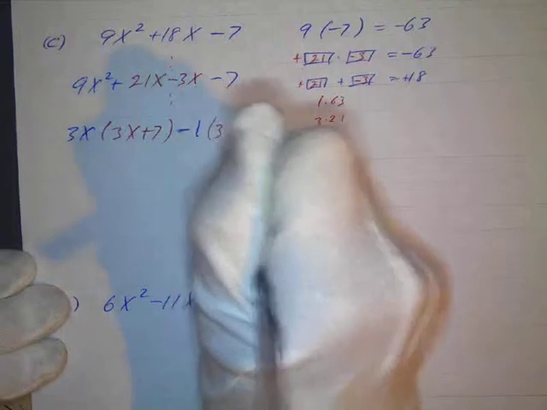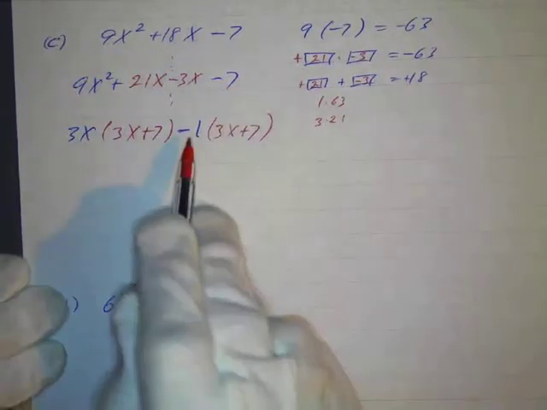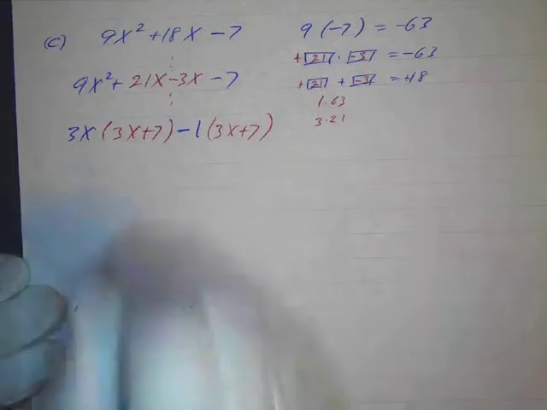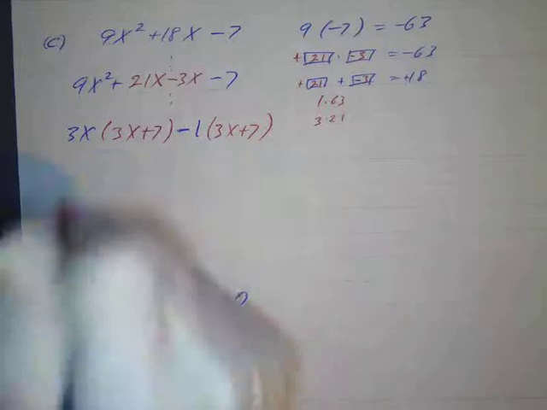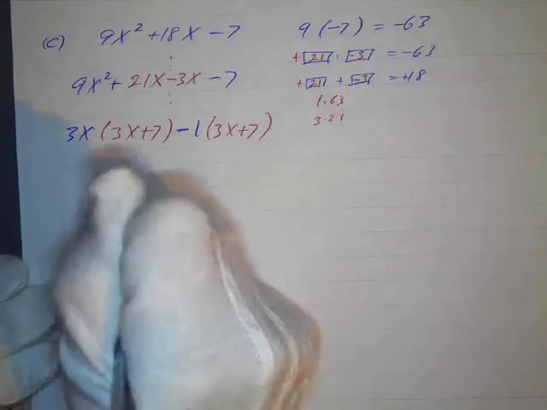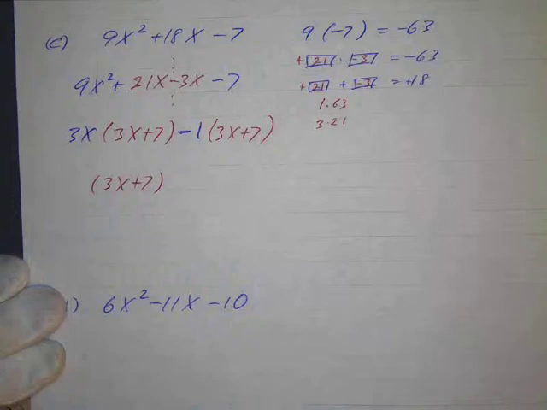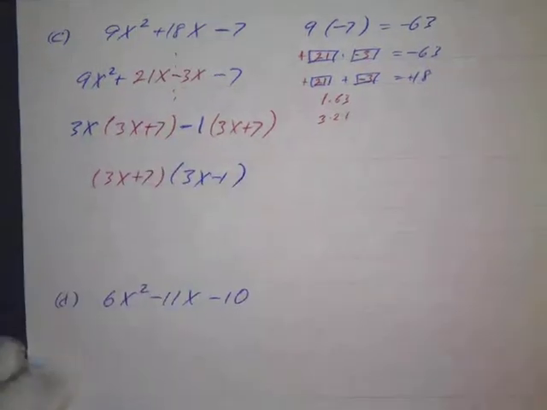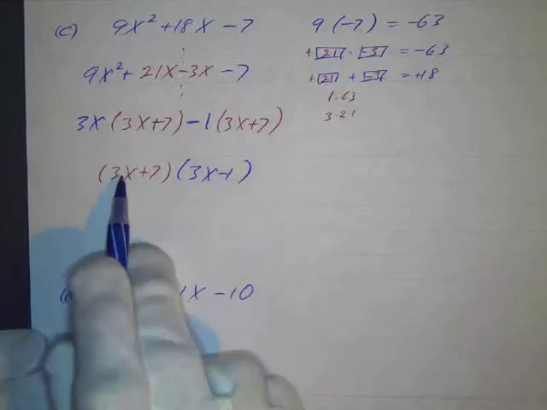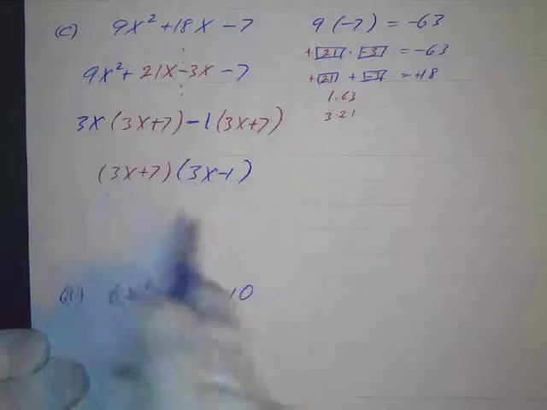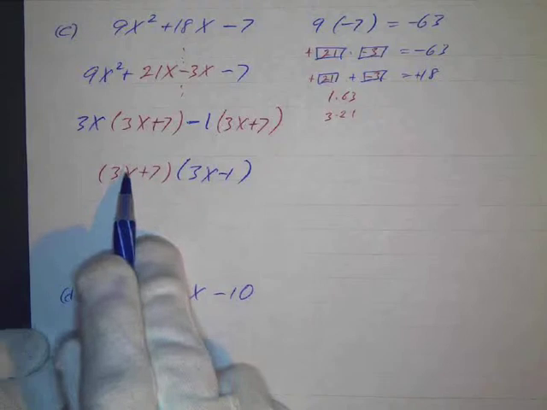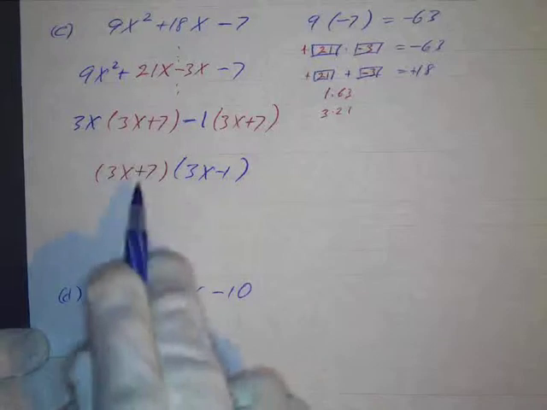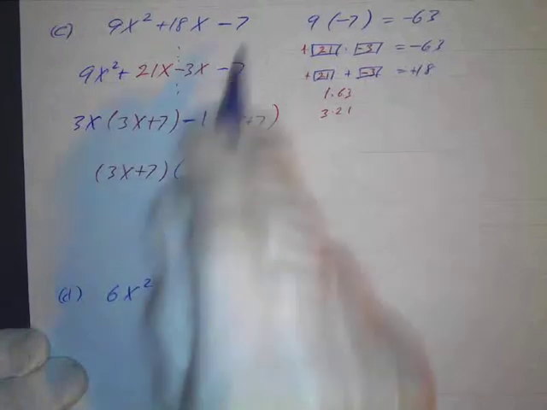And then I have 3x plus 7, because I took out a negative 1, and you can always check this, a negative 3x, negative 7 if you multiply it out. It should always multiply out and check. Then we have a common binomial of 3x plus 7, so I'll factor out 3x plus 7, and what's left is 3x minus 1. And you can always check this by multiplying it out. 3x times 3x is 9x squared. And then 21x minus 3x is 18x, and 7 times the negative 1 is negative 7, so it checks that.